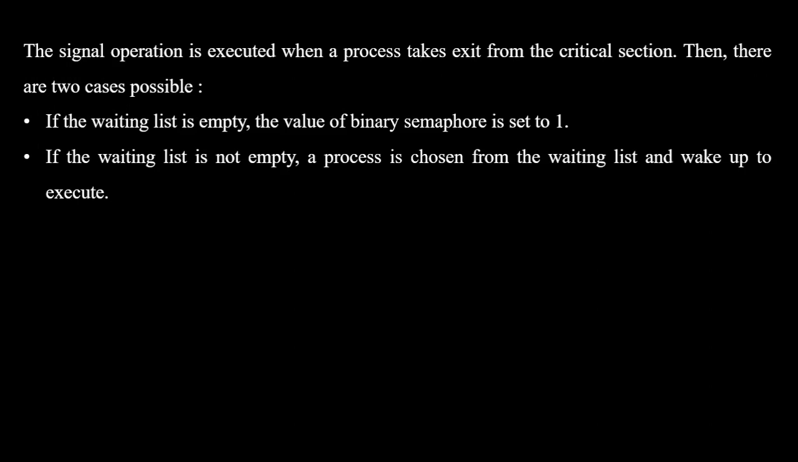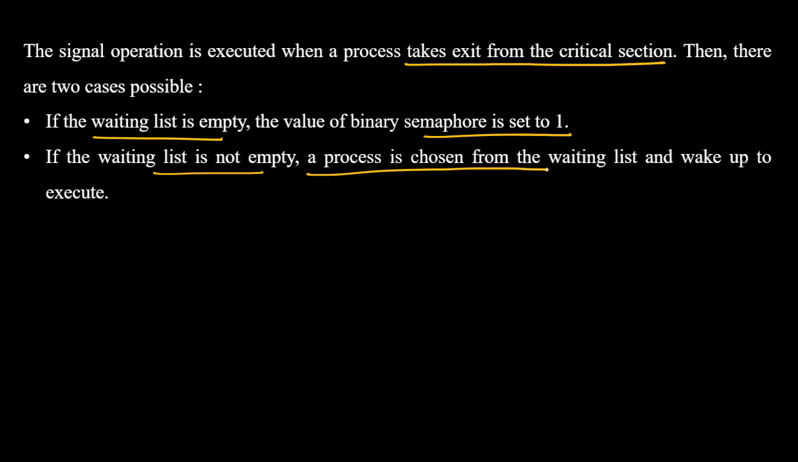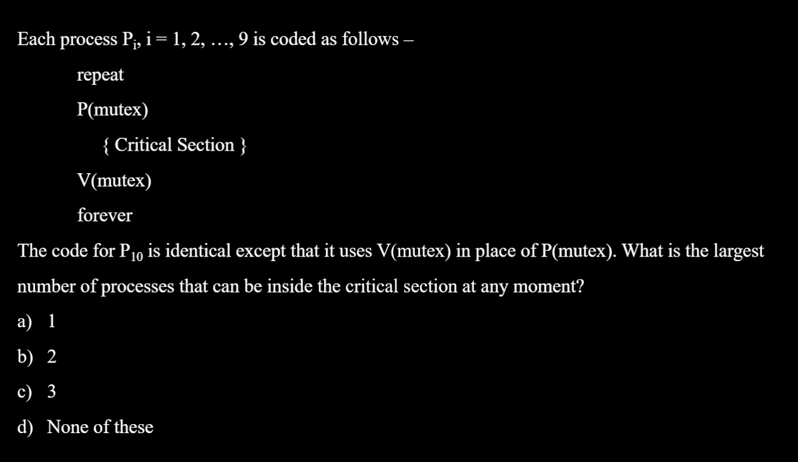The signal operation is executed when a process exits from the critical section. There are two possible cases. If your waiting list is empty, the value of the binary semaphore is set to 1. If the waiting list is not empty, a process is chosen from the waiting list and woken up to execute. Okay. Simple. Now this is your question.